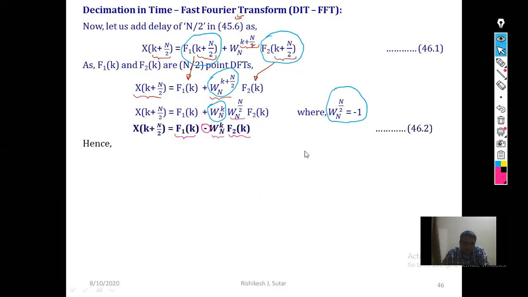So just put k equal to 0. If you put here k equal to 0, you can see here k equal to 0. So 0 plus 8 by 2, that is 0 plus 4. So it would be 4. f1 of k equal to 0.